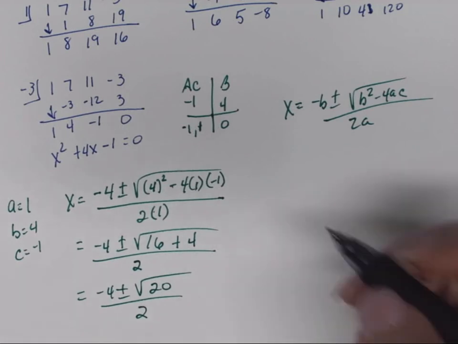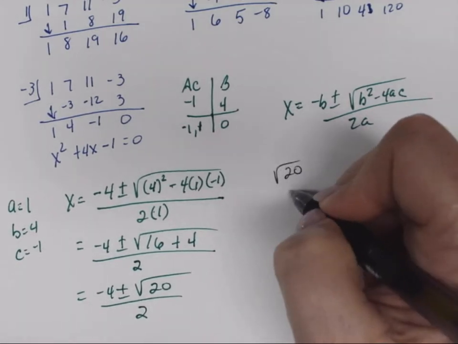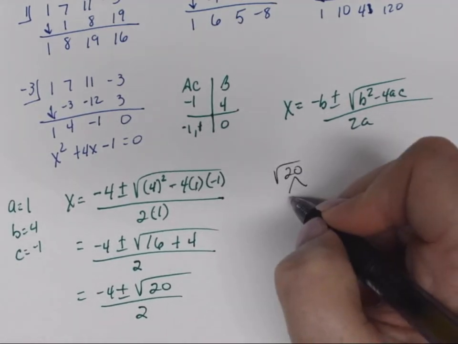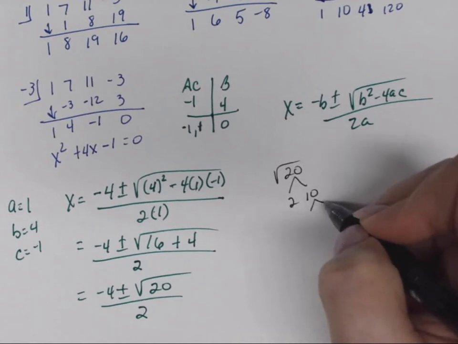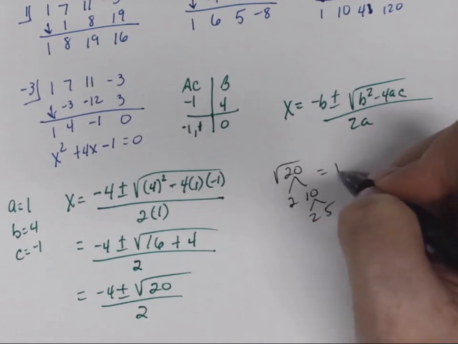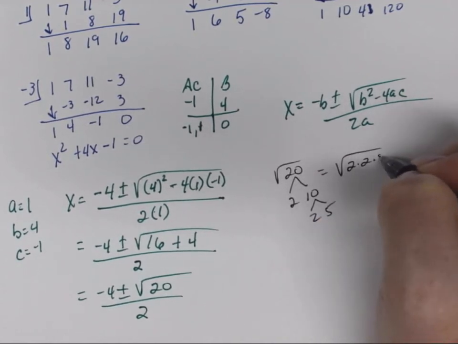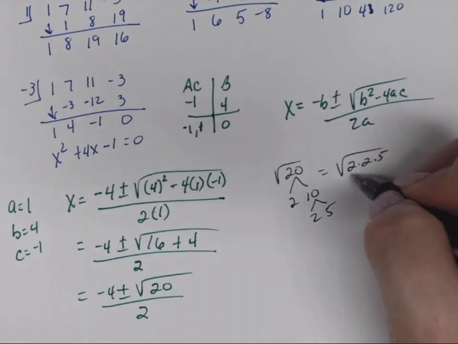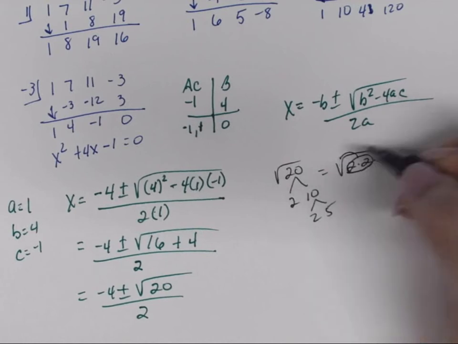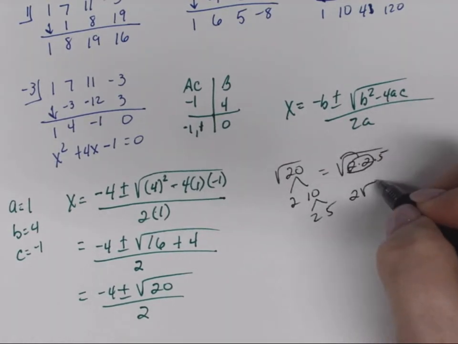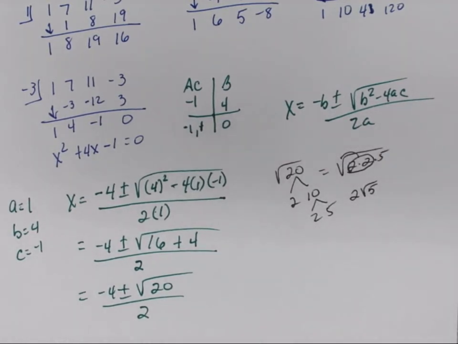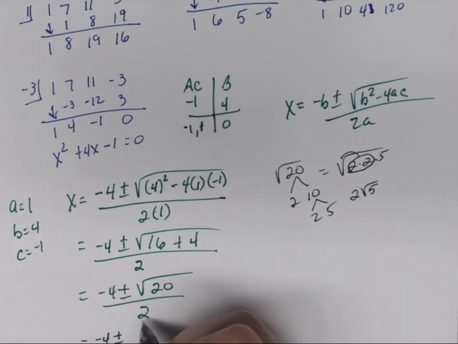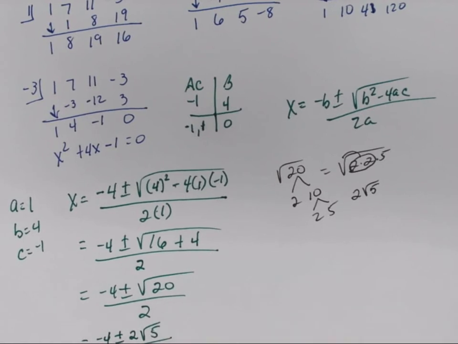So we'll take our square root of 20. Let's factor it down. So 2 times 10, 2 times 5. So 2 times 2 times 5. We're looking for a group of 2 of the same number. We have 2 2's, so that will come out. So we'll have 2 square roots of 5. So let's plug that back in. Negative 4 plus or minus 2 square roots of 5 all over 2.